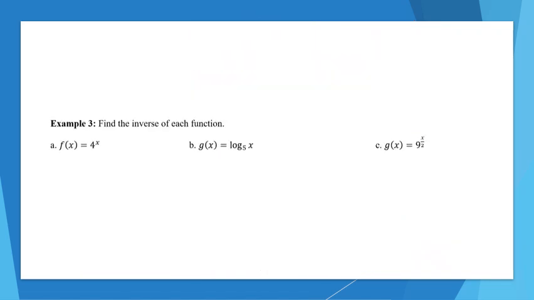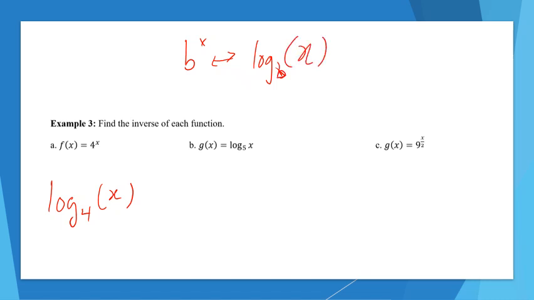All right, example number 3. With that rule that we just learned, find the inverse of each function. So this is just going to be log base 4 of x, right? When you have b to the power of x, the inverse is log base b of x. So then the inverse should be 5 to the power of x. This is a little weird because we see something in the exponent.